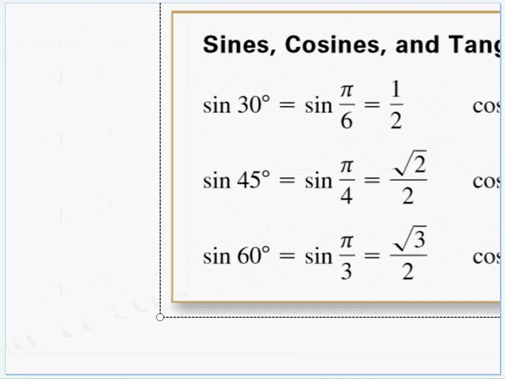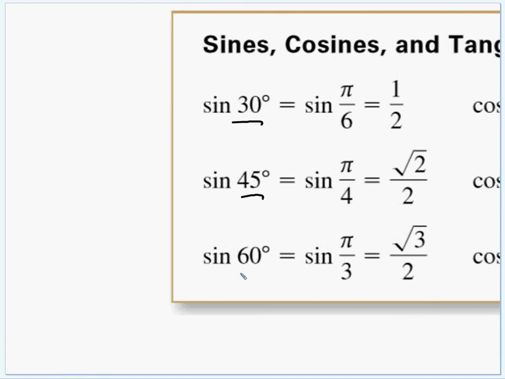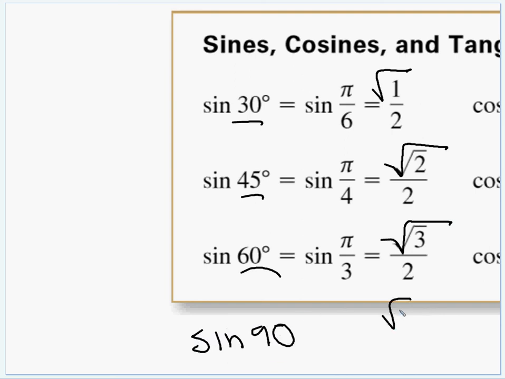When we're looking at the outputs, we're going from 30 to 45 to 60. This could be the square root of 1 over 2, the square root of 2 over 2, the square root of 3 over 2. We're also going to see that the sine of 90 is going to be the square root of 4 over 2. So there is a pattern. Root 1 over 2, root 2 over 2, root 3 over 2, root 4 over 2.